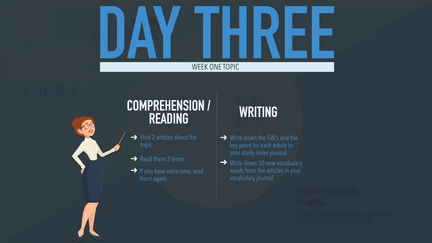If you need to brush up or review this lesson, click the link in the top right of the screen where I explain it, okay? And after you have that, the key point is what you need to make sure you write down. And again, you're using your study notes journal, okay? Then after that, write down 10 new vocabulary words from the articles in your vocabulary journal. So for day 3, you're using both journals, your study notes journal and your vocabulary journal, okay?